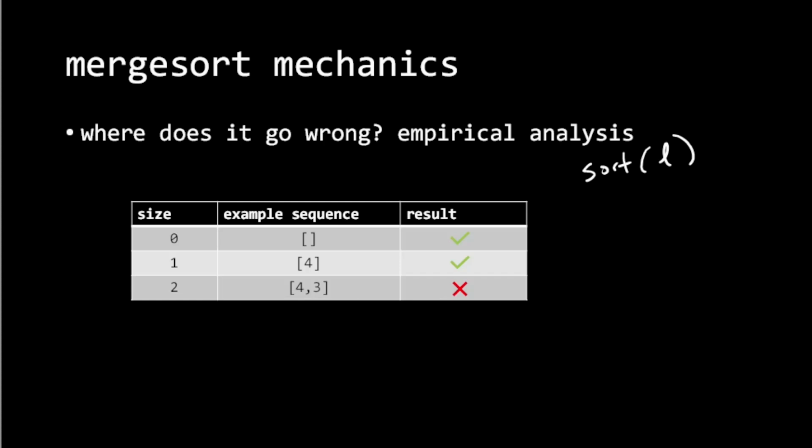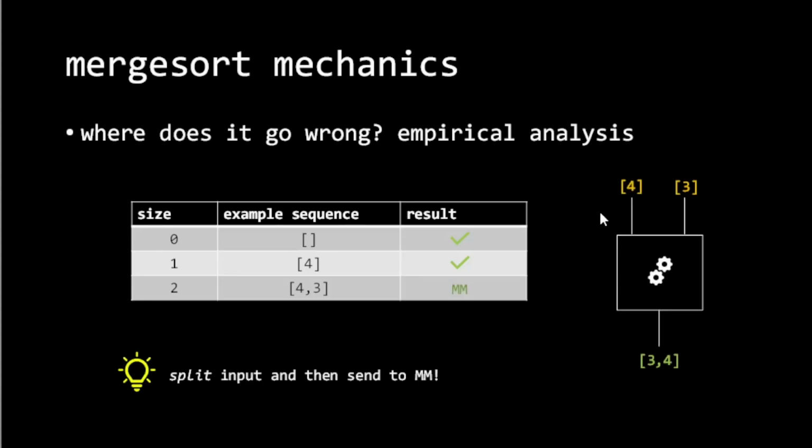However, it is trivially solvable because I can just split the input in half and send both of these elements to the merge machine, and it will output 3, 4. And this will always work, regardless of the input, because it doesn't matter where this 4 was or where this 3 was, I could always simply send them to the merge machine. So there's this key insight here where you can split the input and send them to the merge machine.